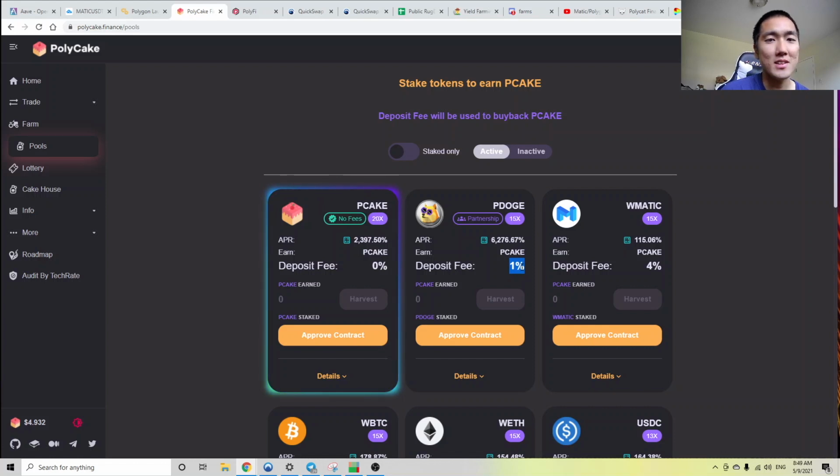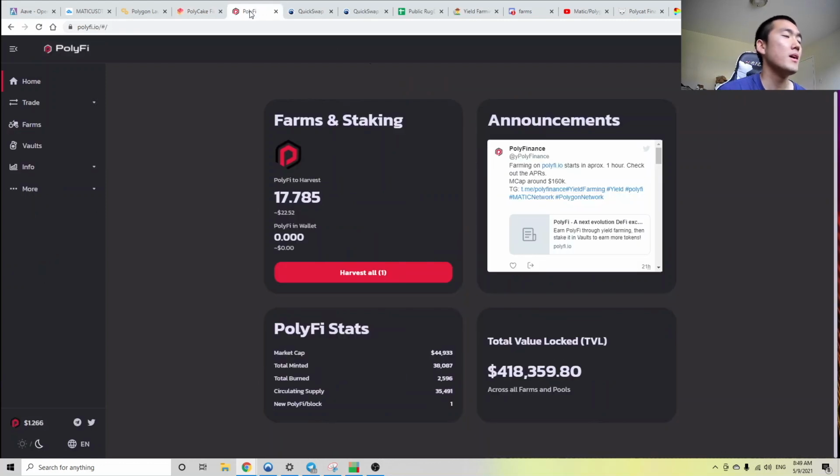So maybe they fixed it. This was last night, but I don't want to be involved in a farm where the developers are just assholes. So I went back to PolyFi, and at the time when I got into this, the TVL was at 350,000, and it did not grow. I was in there for like 6 hours, and the PolyFi token kept dipping and dipping.